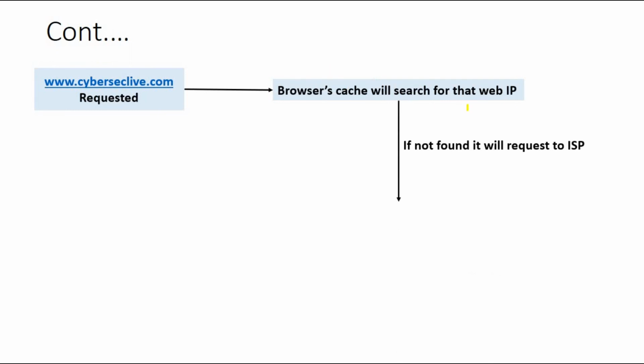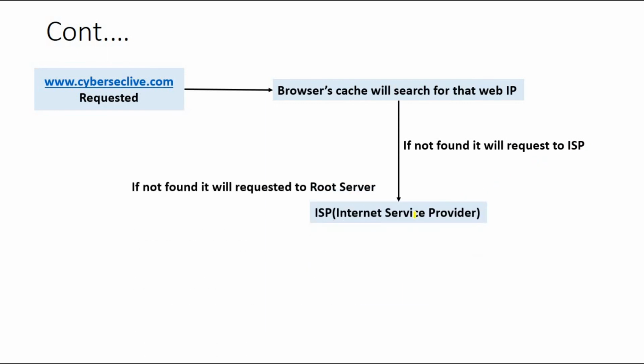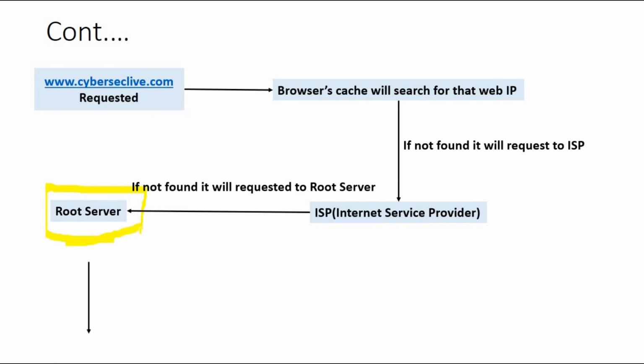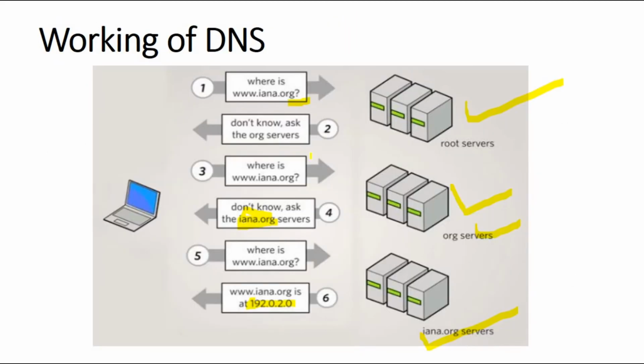So the browser cache will search for that web IP. If not found, it will request the ISP, the internet service provider. If not found there, it will request the root server. After that, whatever we followed in the previous slide is the same. I have just added this part. When you enter the domain the second time, third time, and so on, not the first time, it will check the browser's cache first for the web IP. If not found, it will ask the ISP. If not, it will forward to the root server, and from the root server we get to know the rest, which I have already shown you in the previous slide.